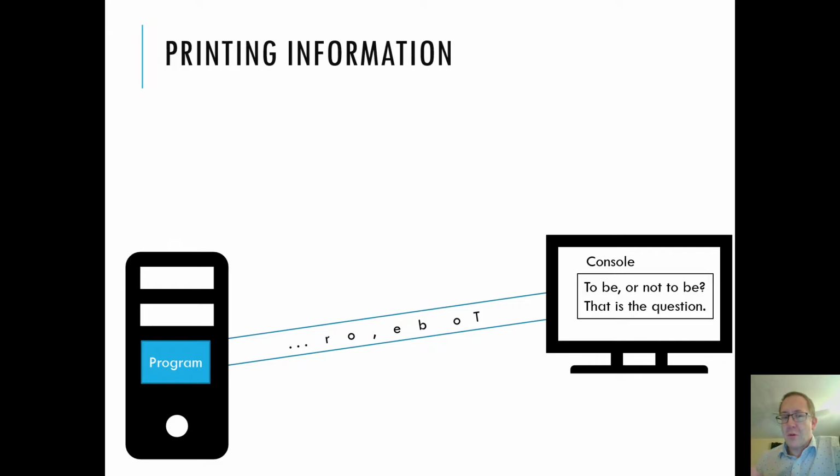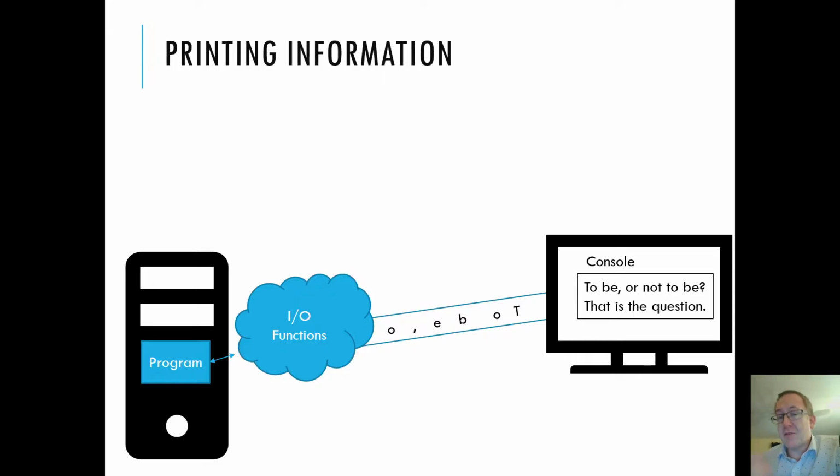So we may have something like "to be or not to be" as a printf statement, and it goes from the program out to the console window and is displayed on the screen. That's our set of input and output functions. We can also have someone type in something from the console window and have it go into our program. We can have code going into our program directly in our main method.